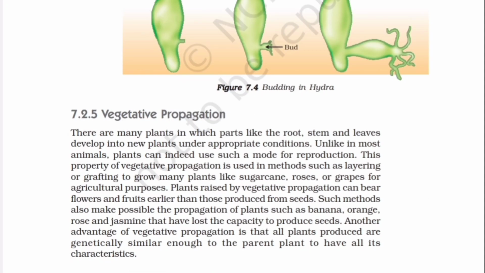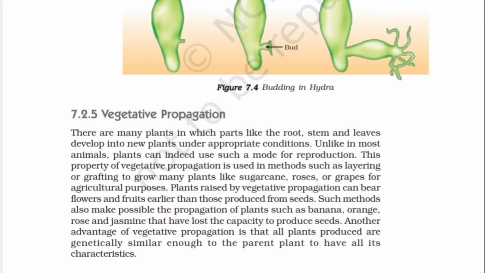Vegetative propagation. There are many plants in which parts like the root, stem and leaves develop into new plants under appropriate conditions. Unlike in most animals, plants can indeed use such a mode for reproduction. This property of vegetative propagation is used in methods such as layering or grafting to grow many plants like sugarcane, roses, or grapes for agricultural purposes.